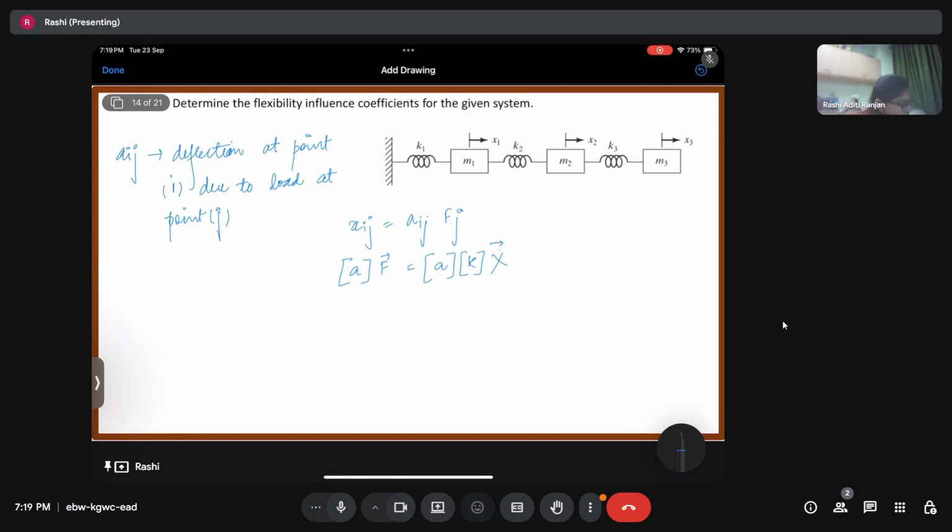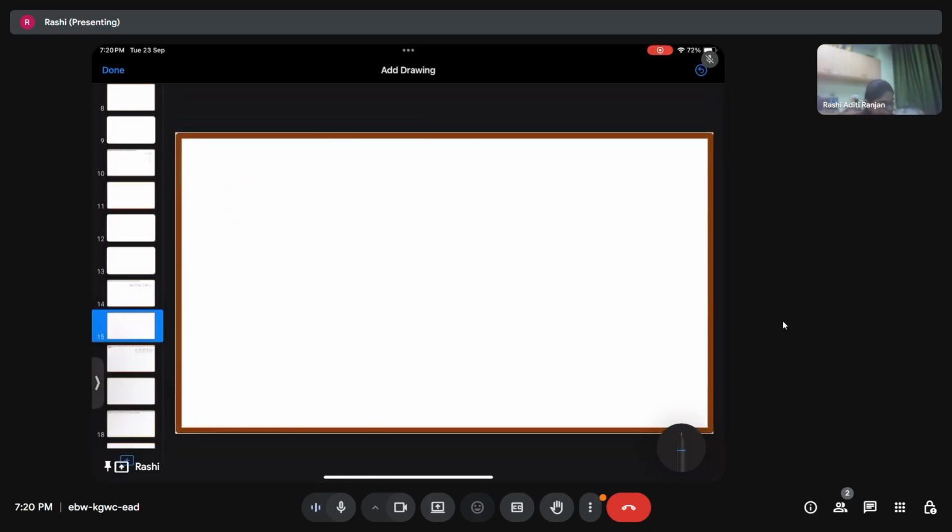In that case, A into k is I. I is the identity matrix. So A is the inverse of k. That is what I was saying. Flexibility influence coefficients is nothing but the inverse of the stiffness coefficient. So now if I want to find out, I'll just do it quickly.